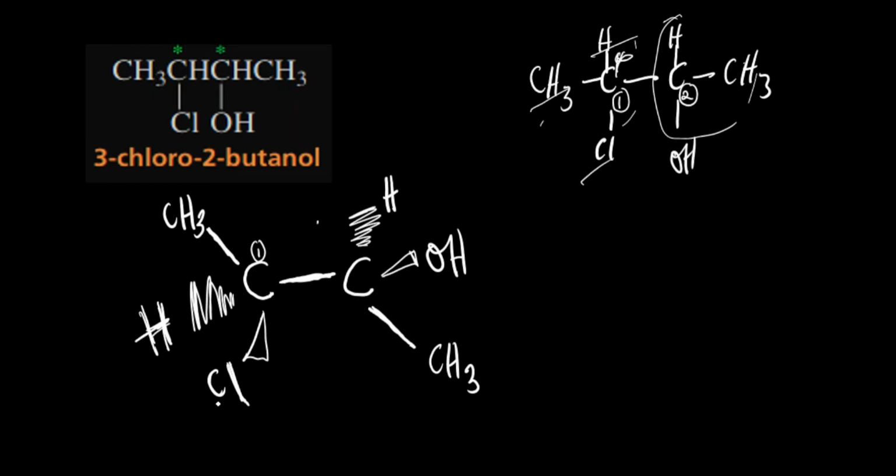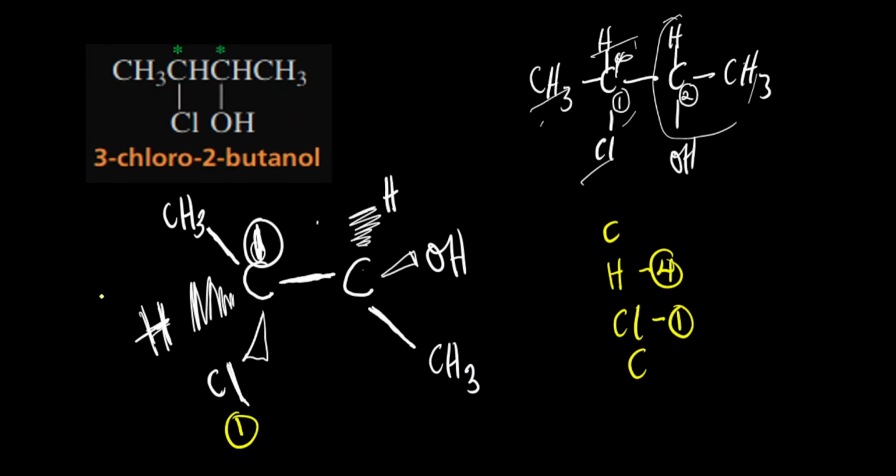This carbon, carbon 1, is attached to a carbon, a hydrogen, a chlorine, and this other carbon. In terms of priority, comparing each of the attached groups, chlorine has the highest priority, so it takes priority number 1. Hydrogen, of course, has the least priority, so it takes priority number 4.